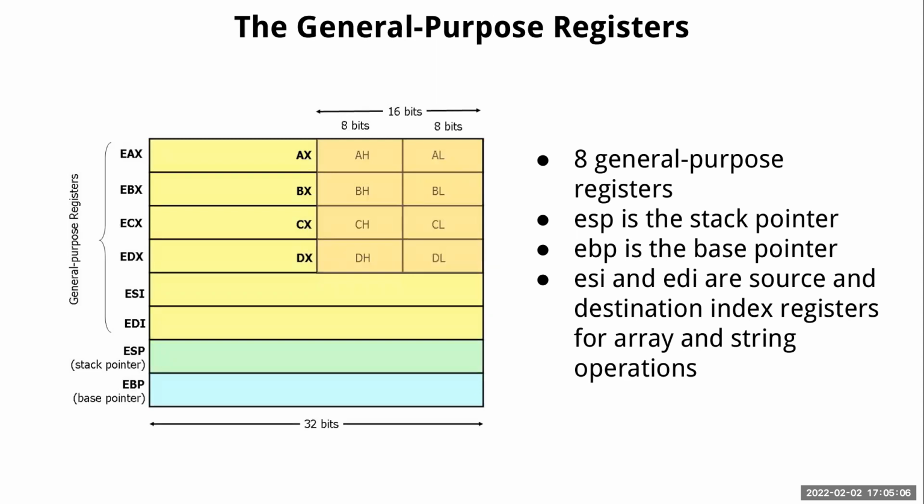The 8 general registers are EAX, EBX, ECX, EDX, ABCD, then ESI, EDI, ESP and EBP. They are easy to remember. First is ABCD, then source index SI, destination index DI, stack pointer, and the base pointer. Those two are very important in our class. A lot of hacking is because of those two, stack-based hacking. So you will see them a lot in the future.